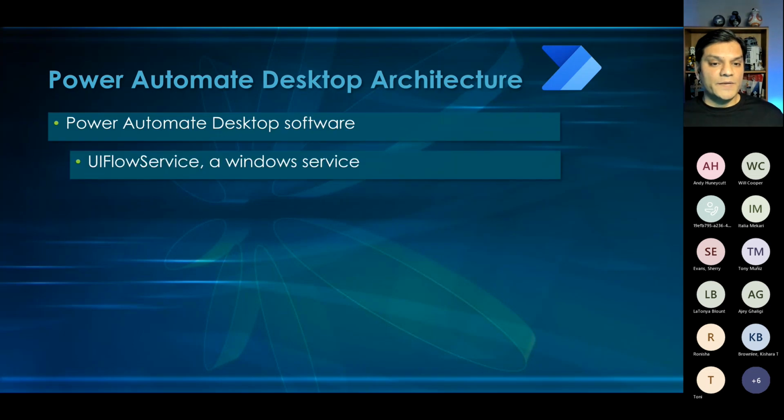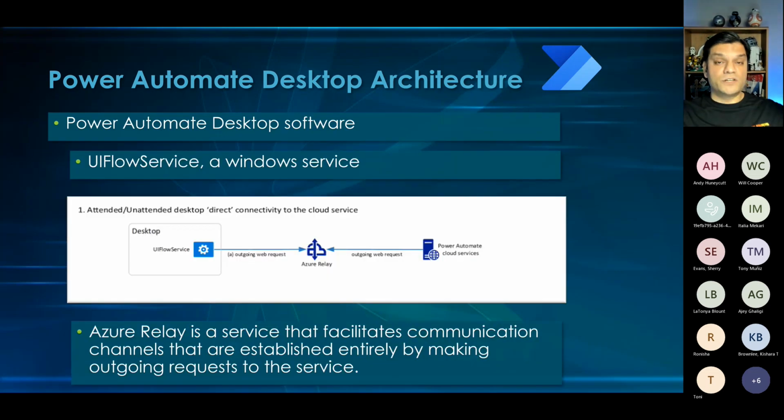So here we go. In the Power Automate desktop software, when you actually download and install it, there is something called the UI Flow Service. It's actually a Windows service that is running. What this service does is it allows the integration of your desktop to talk to Azure, and that's how the whole connection goes in. Outgoing web requests go to the Azure Relay, which is kind of the initial junction point, and from there it will talk to the automated cloud services, Power Automate. This is how the entire thing happens.